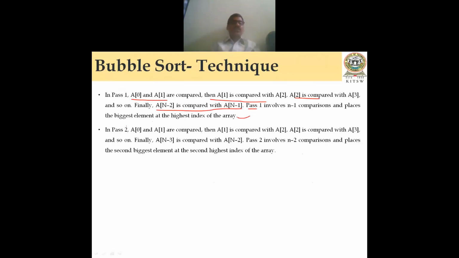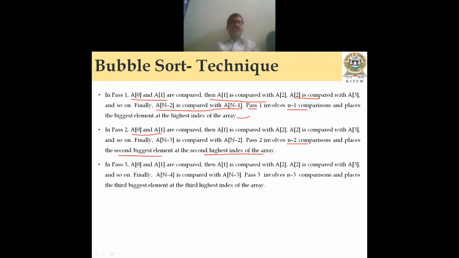During pass 2, we are again comparing a[0] with a[1], a[1] with a[2], a[2] with a[3], and so on. Finally, a[n-3] is compared with a[n-2]. So pass 2 involves n-2 comparisons and places the second highest element at the second highest index of the array.